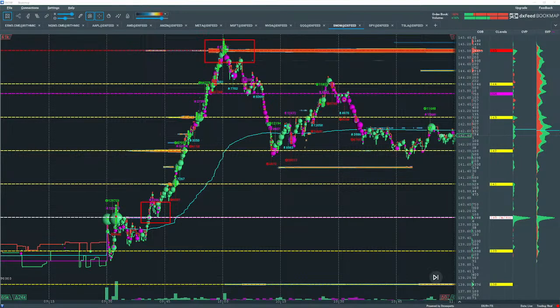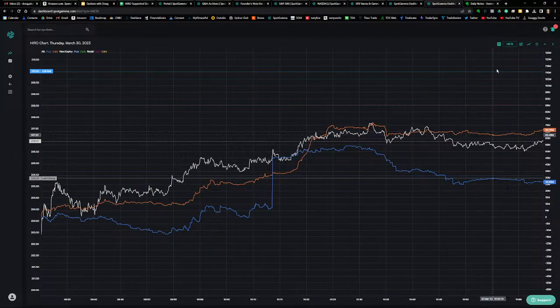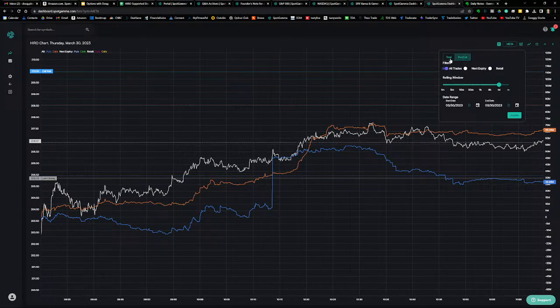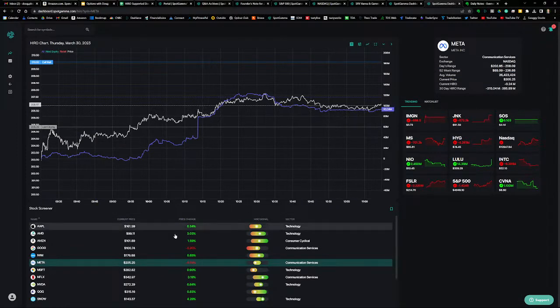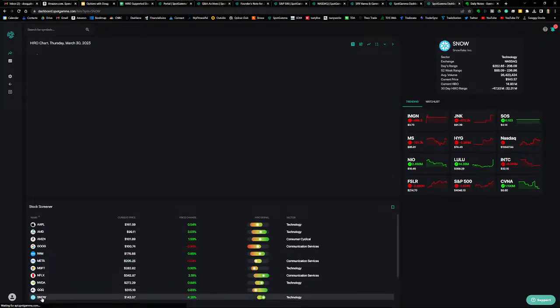Let's just go take a look at Hero. Now, there were no changes in the key gamma levels for Snowflake. So sometimes watching those key daily levels doesn't work. It usually does, but sometimes no. All right, we'll take a look at Snowflake and then wrap it up.